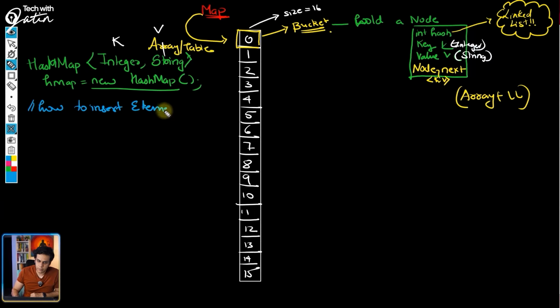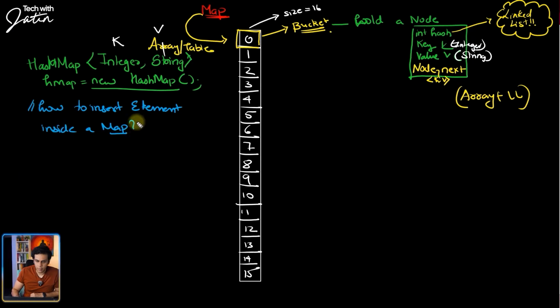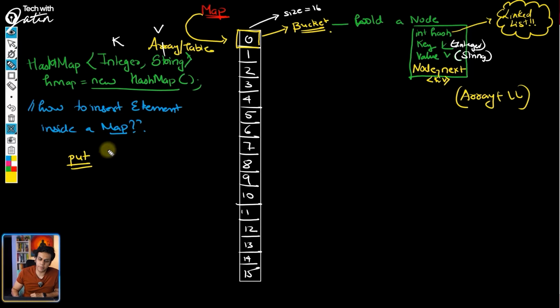Is this part done? Now, how to insert an element inside a map? Whenever you want to insert an element inside a map, technically you use a method which is called the put method. And the put method requires two things: the key, and the value. So over here, let's say I want to do hmap.put, with an integer key, and the value is going to be Jatin.